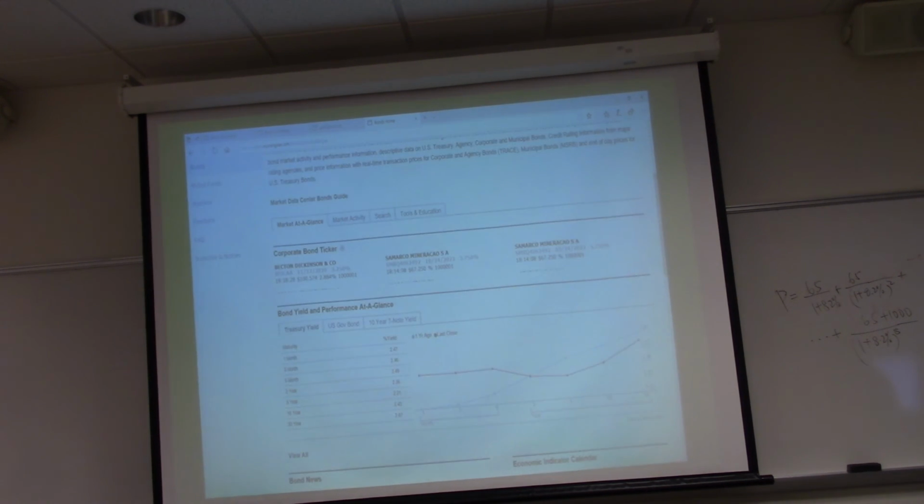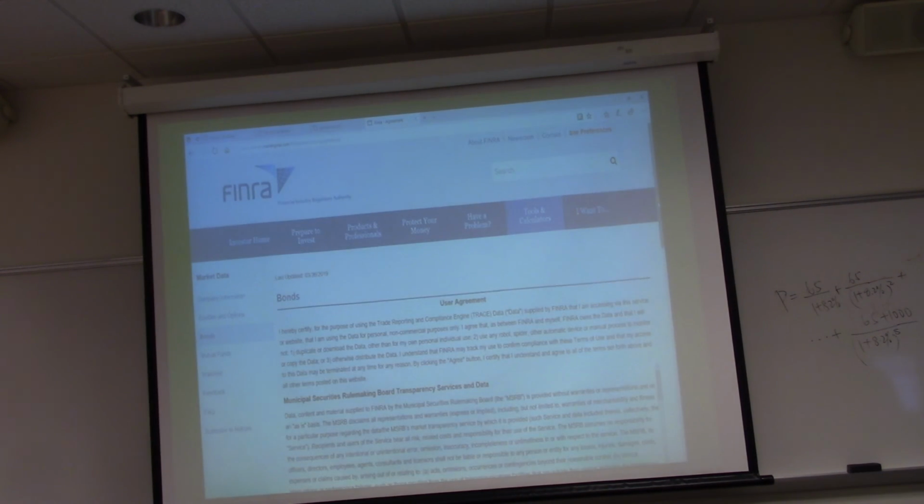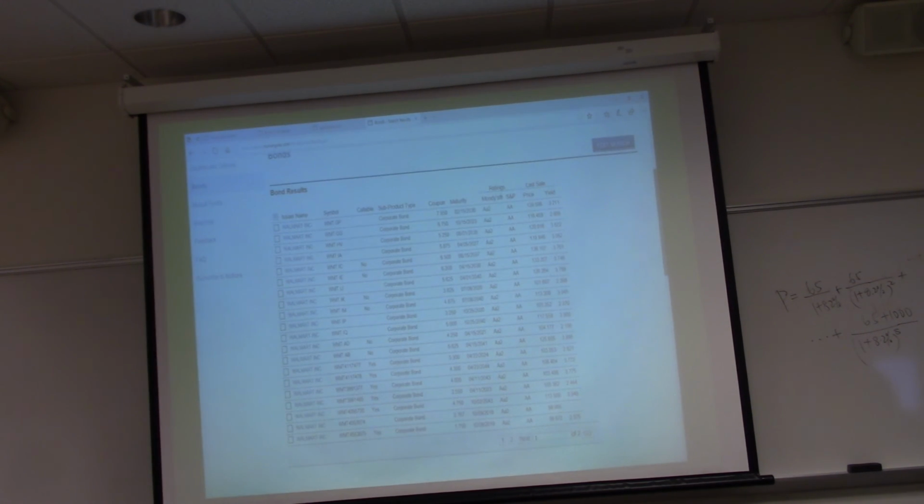This is a yield curve. We did it last time. Go search. Walmart, and then show results. Now this is the bond information for all bonds still outstanding.